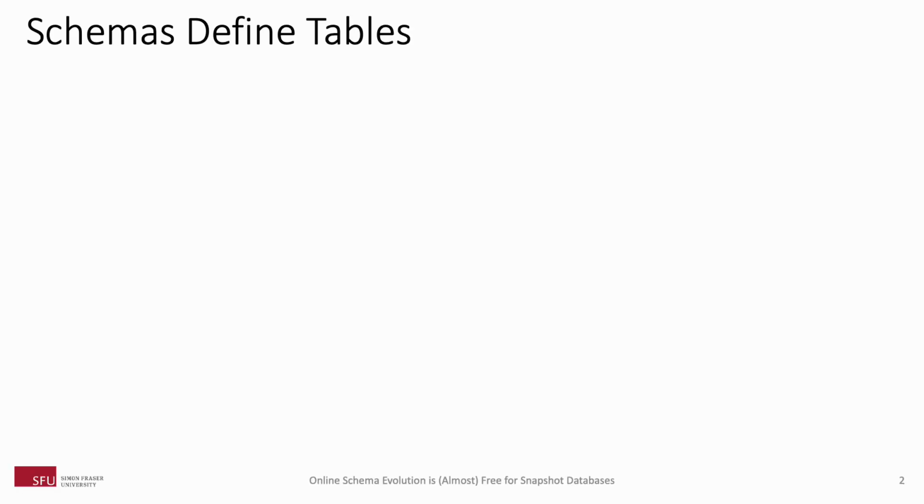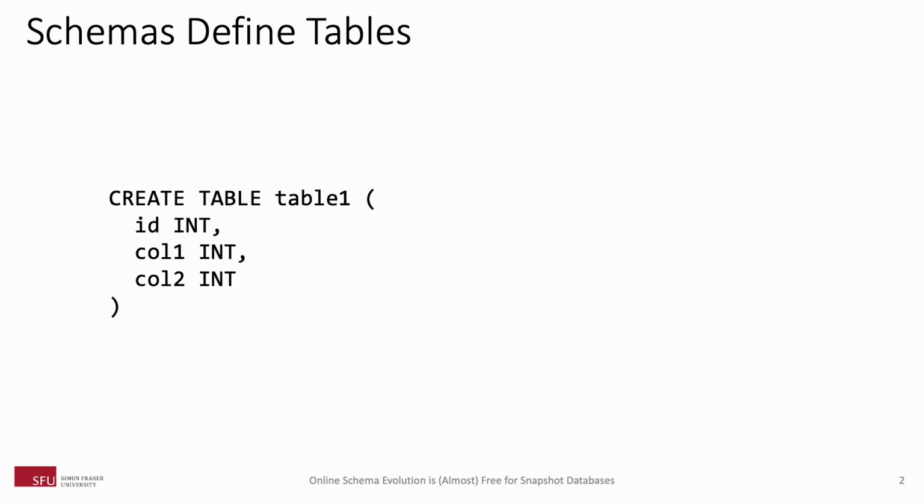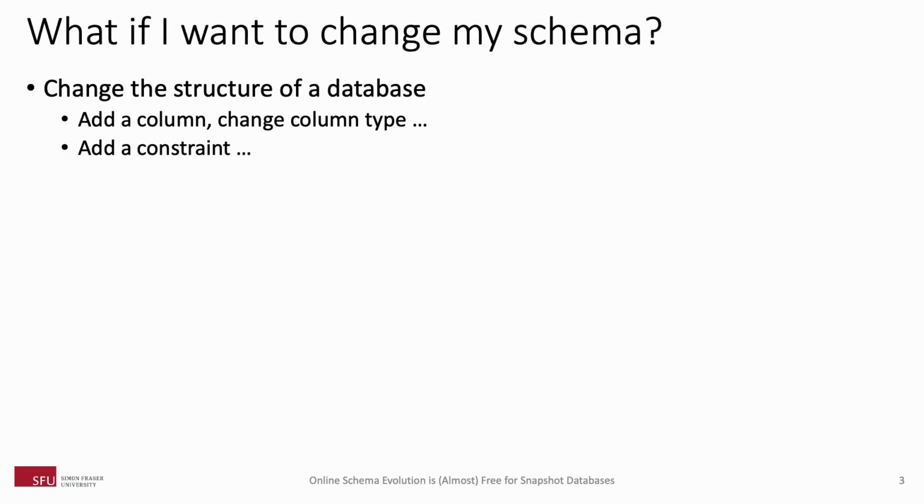In relational databases, schemas define tables. For example, we can use this statement to create a table which has a schema with 3 int columns. But what if I want to change my schema? In fact, modern database applications often need to change their schemas as the application features continue to evolve. Such changing schema is so-called schema evolution.